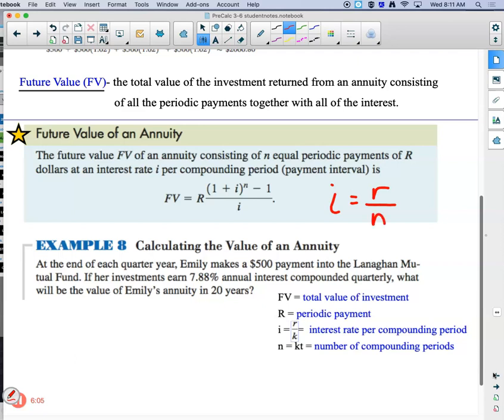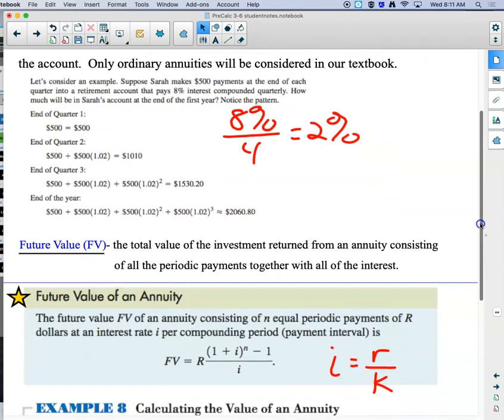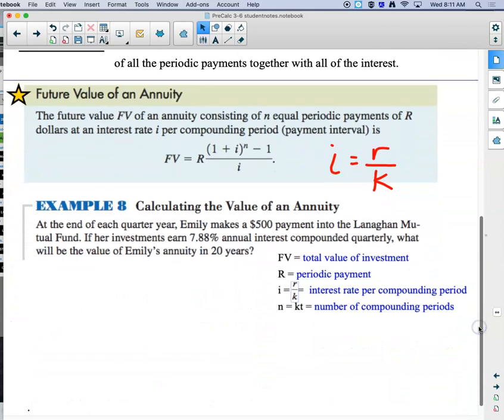We'll just call that N. So you have your interest rate as a decimal, and then you divide that by N, or your book actually uses a K. Let's stick with K so we don't get those things confused. R over K, where K is the number of compounding periods. So in Sarah's example, 8% yearly, but 4 compounding periods came out to 2%. So that's where that new variable is coming from here.